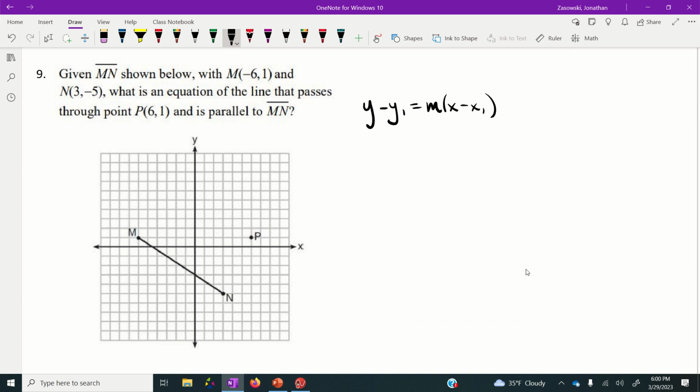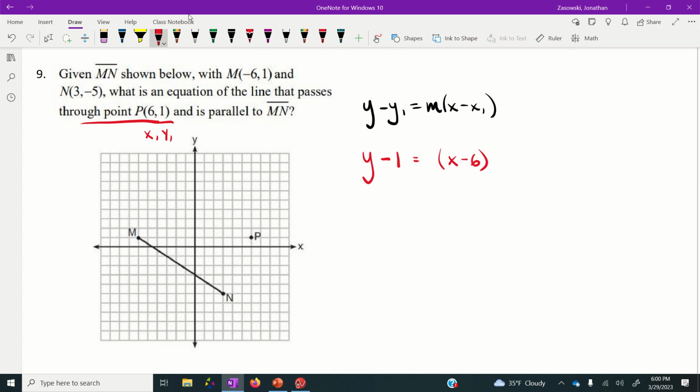So two things I need. I need the point. Now we have the point. It has to go through point P. So we know that P is x1, y1. So I can already start my equation as y minus the y coordinate 1 is equal to some number m, which we'll get to, and then x minus -6. So if this is multiple choice, I can probably eliminate some answers that don't follow this format, okay?